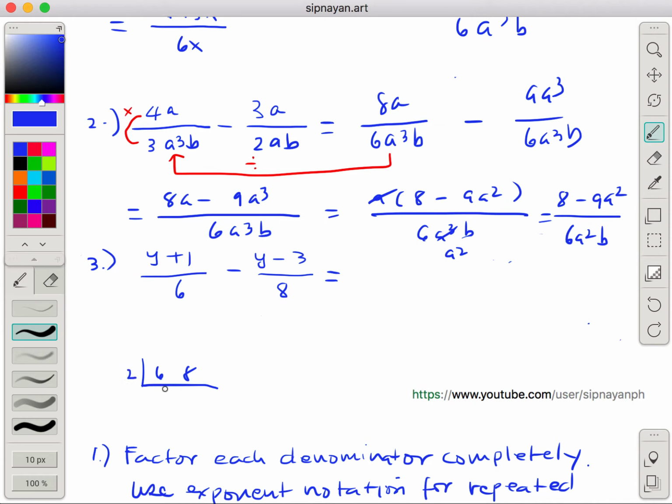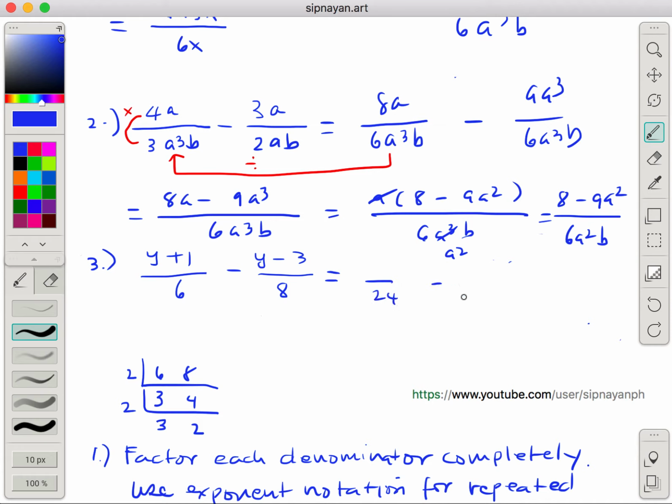So divide by 2, it becomes 3, it becomes 4. And then we divide again by 2. We need all the remaining numbers to be prime. So 3, if not possible, 3 divided by 2, if there is a remainder, just copy. And 4 divided by 2 is 2. When all are prime, you multiply 2 times 2 times 3 times 2. This is 4 times 3, it's 12 times 2, 24. So 24 is our LCM.